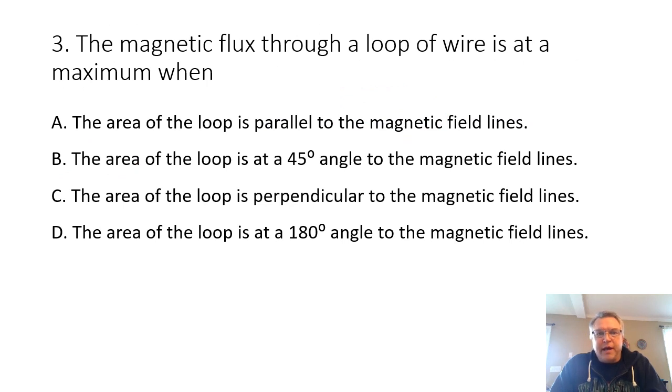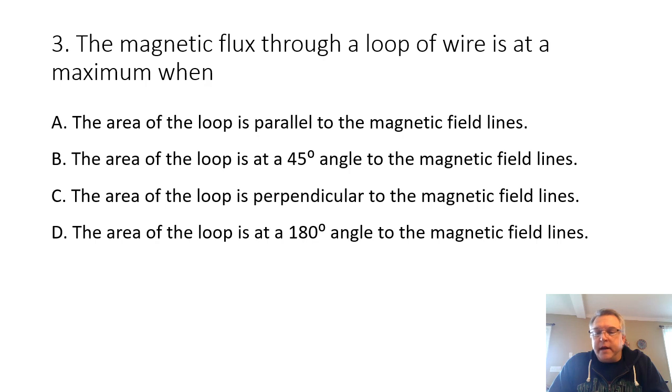Problem 3. The magnetic flux through a loop of wire is at a maximum when A, the area of the loop is parallel to the magnetic field lines. B, the area of the loop is at a 45-degree angle to the magnetic field lines. C, the area of the loop is perpendicular to the magnetic field lines. Or D, the area of the loop is at a 180-degree angle to the magnetic field lines.